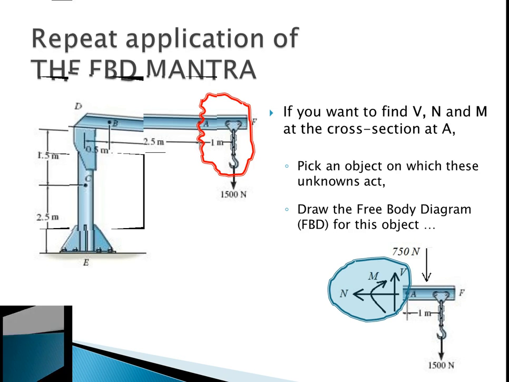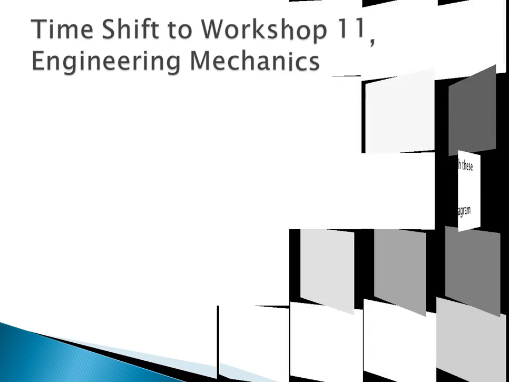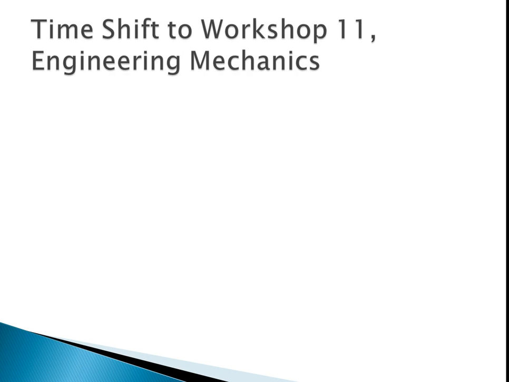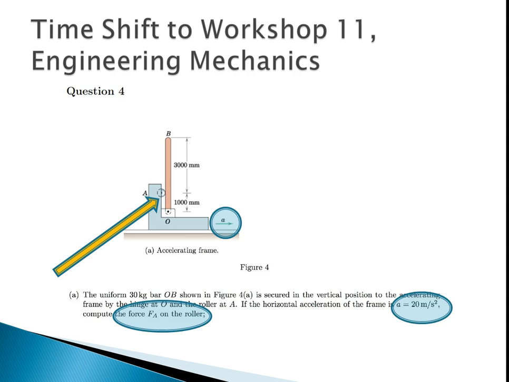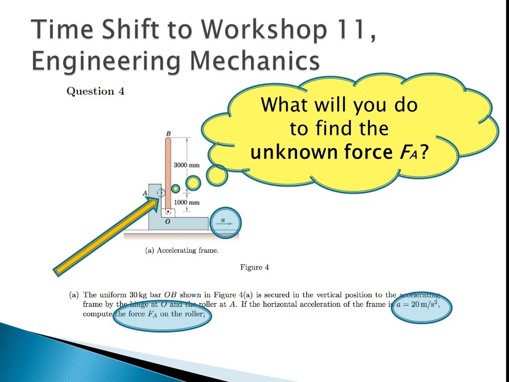Now, let's make a time jump to workshop 11, towards the end of the semester. We are dealing with moving objects. This is a system that accelerates to the right at 20 meters per second squared. The question asks students to compute the force FA acting on the roller due to the rod OB. The question I ask the students is, what will you do?